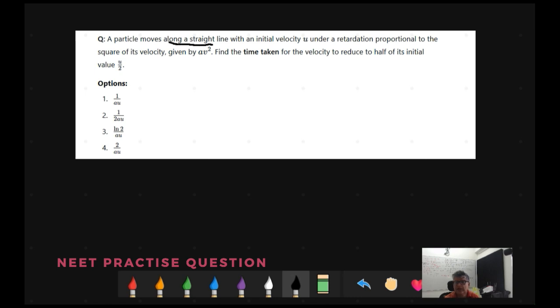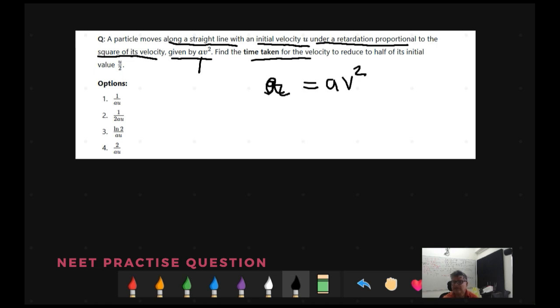There is a particle moving along a straight line with an initial velocity u under a retardation which is proportional to the square of the velocity, given by av squared. We can't use a for the retardation because we already have a here, so let's use r as the retardation. Find the time taken for the velocity to reduce to half its original value.